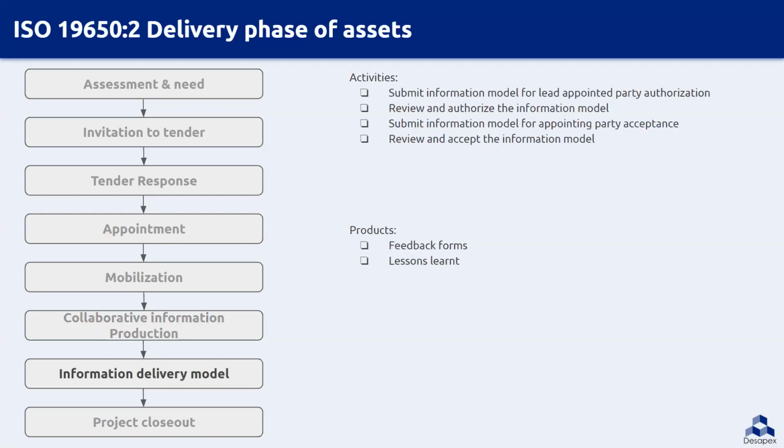The next stage is information model delivery. All the task teams submit their information model to the lead appointed party for authorization within the project CDE. The information model is then reviewed and authorized for the methods and procedures. The model is also shared with the appointing party for the final authorization. The approval will be based on the MIDPs, EIR, acceptance criteria of information, or the level of information requirement. Based on this, the model is approved and authorized.